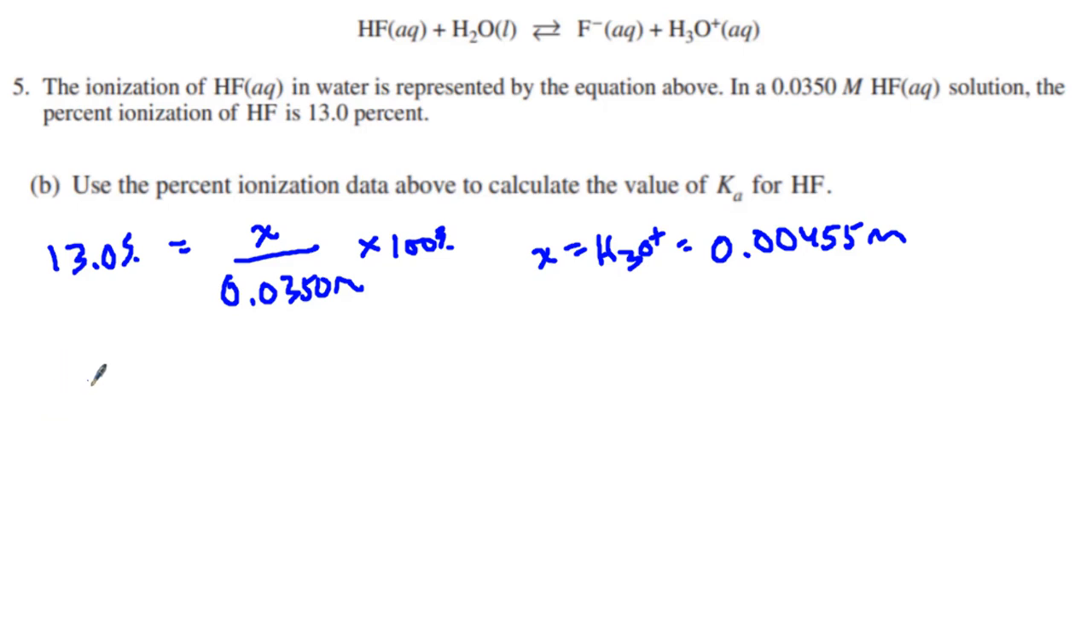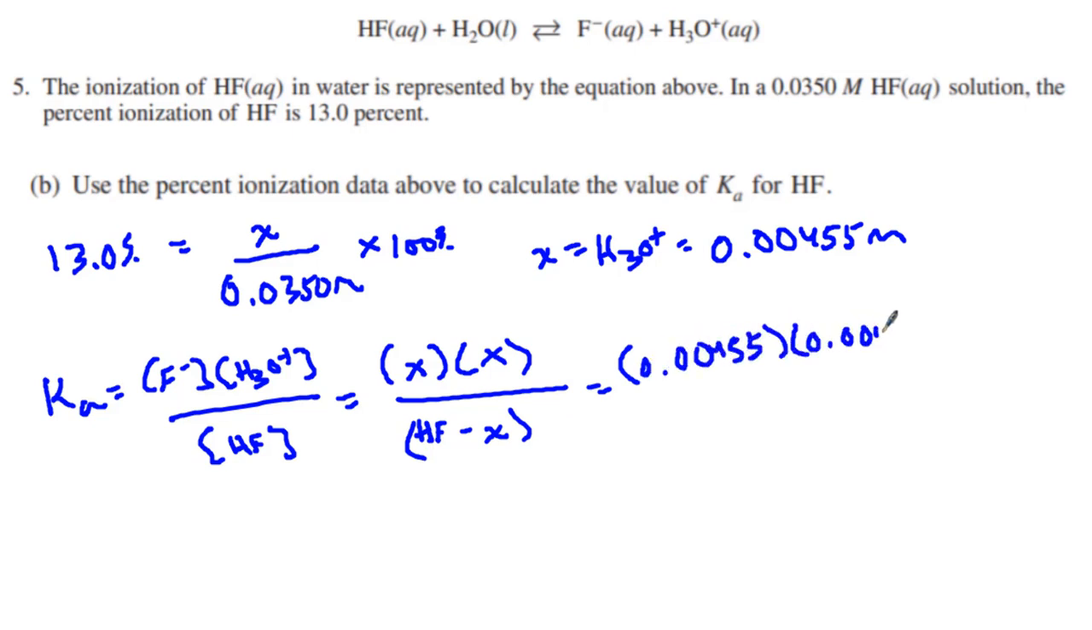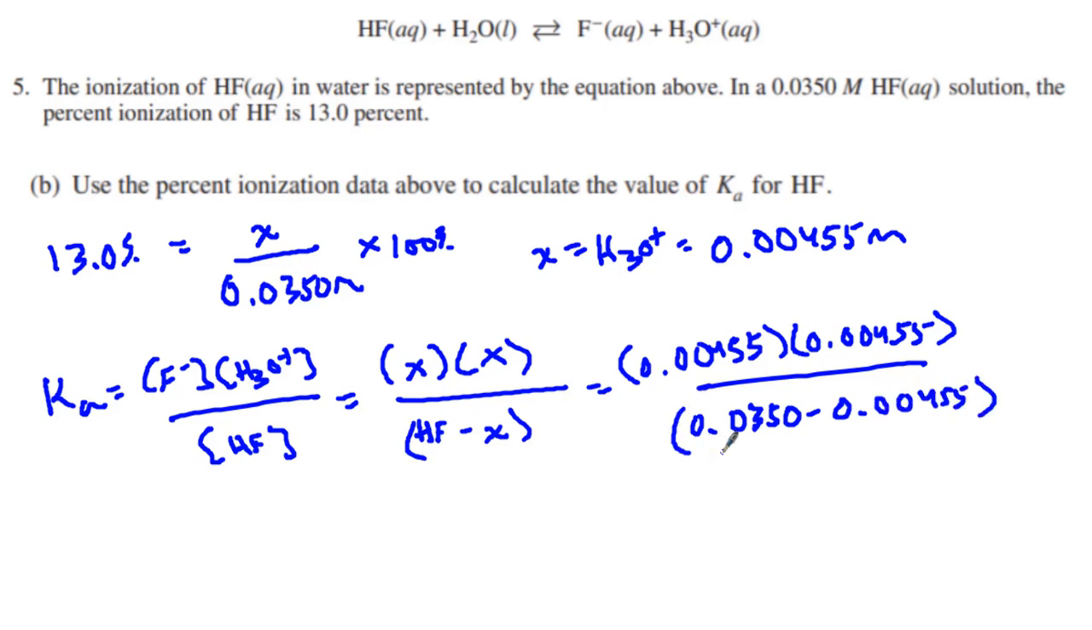Now, this is a primary topics equilibrium problem, which means what do we know about Ka? That Ka breaks up into F minus times your H3O plus or your H plus over your HF. And so we know it's a very, very small percent ionized. What do we do with our X? We plug it in the numerator. We have X times X, and we have the HF initial concentration minus the X, don't we? And so you have 0.00455 molar times 0.00455 molar, and we plug in 0.0350 molar minus 0.00455 molar, and that gives me a Ka of approximately 6.81 times 10 to the negative fourth.